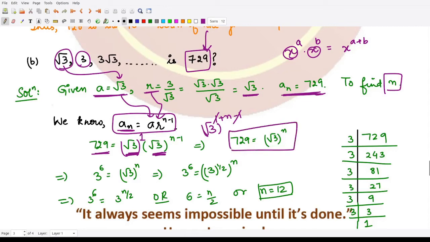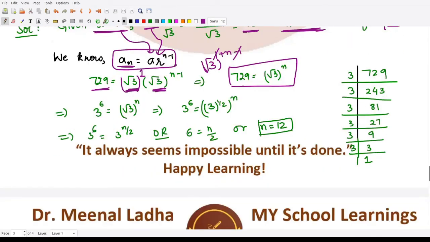Now we wanted to convert it into powers of 3. So what we can do, we can take the prime factorization of 729. So you see in the prime factorization we have how many 3s? 1, 2, 3, 4, 5, 6. Six 3s. So you can write 729 as 3 raised to power 6. And similarly you can write square root 3 raised to power n as again 3 raised to power 1 by 2 raised to power n. So that would be 3 raised to power n by 2.